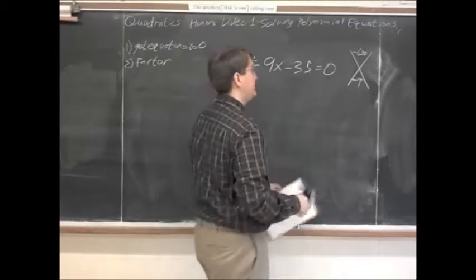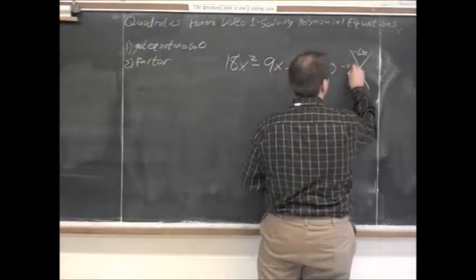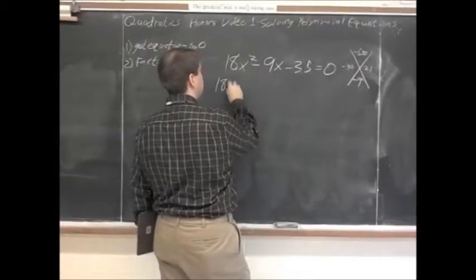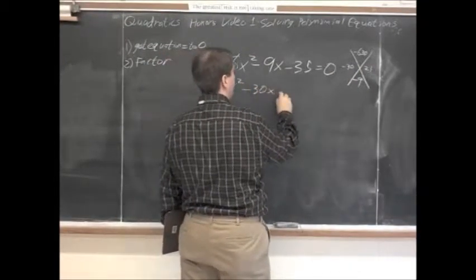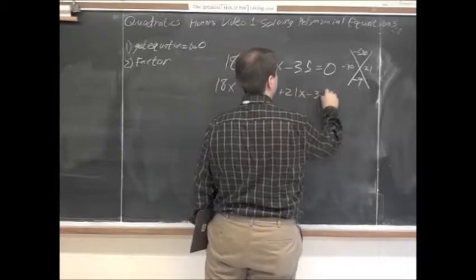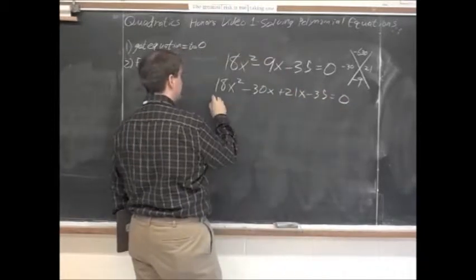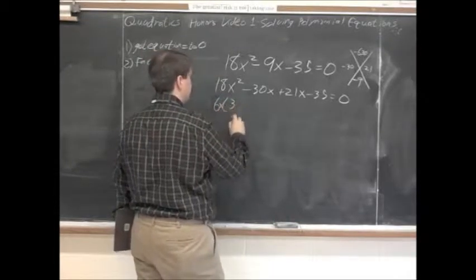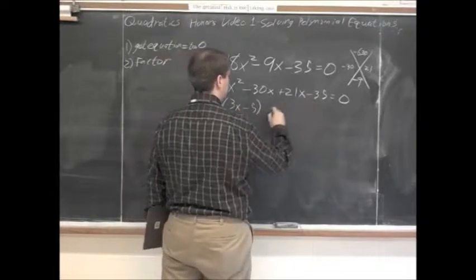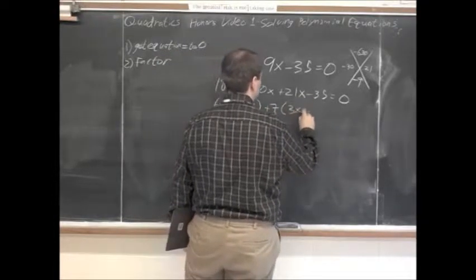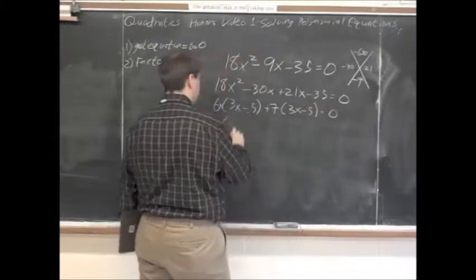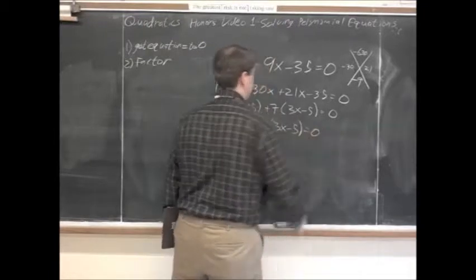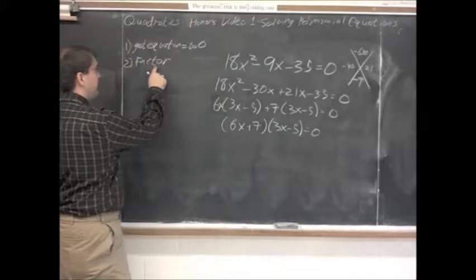By now, if you haven't gotten it yet, be sure you pause. But the numbers are negative 30 and positive 21. Splitting the middle then gives us 18x squared minus 30x plus 21x minus 35 equals 0. Continuing to factor, I can take a 6x out of both of those. I have 6x times 3x minus 5. And I can take a 7 out of both of those, and so I get 3x minus 5. And so my factors are 6x plus 7 and 3x minus 5 equals 0. We factored. That's that second step.